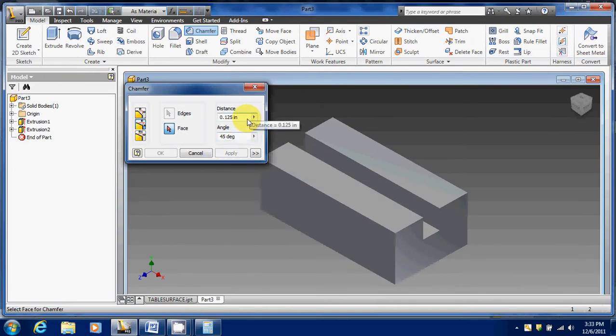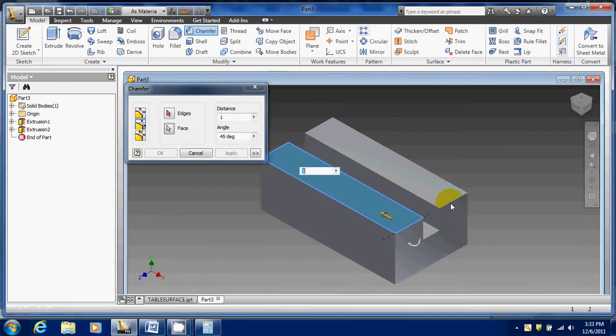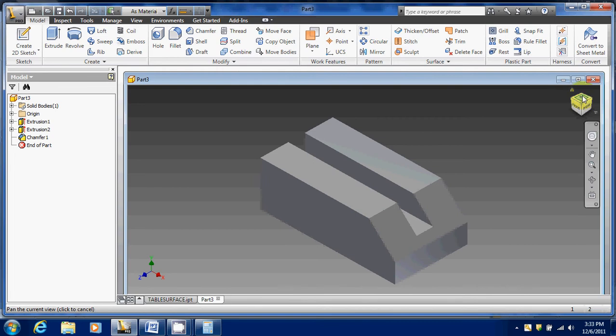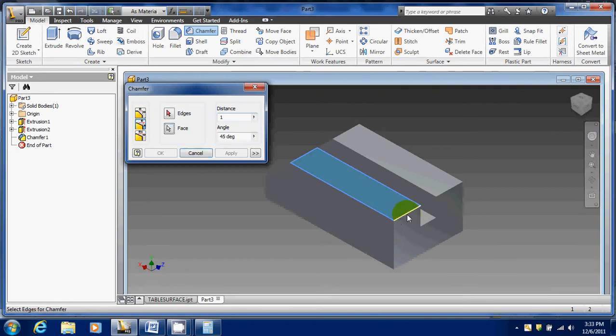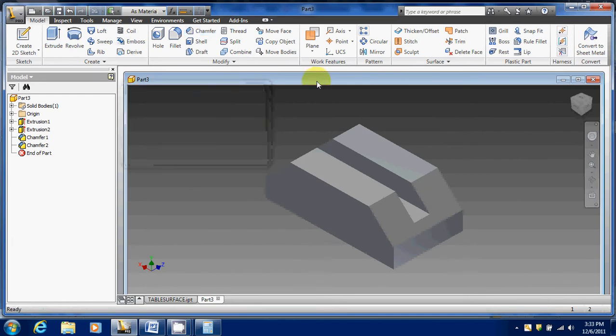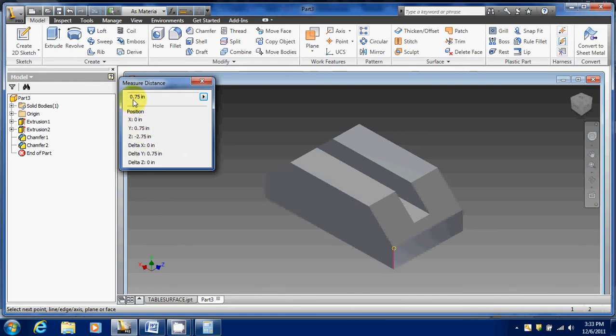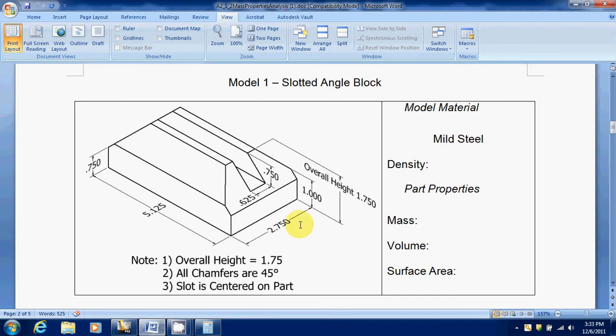That means that our distance would be, let's try 1. And hit the check mark there. Looks good. Rotate that around. Chamfer the same. Looks good. We can always then measure if we need to. See if we're left with the correct amount. That was a 0.75 measure. Looking at our drawing, the height from here to there is 0.75.